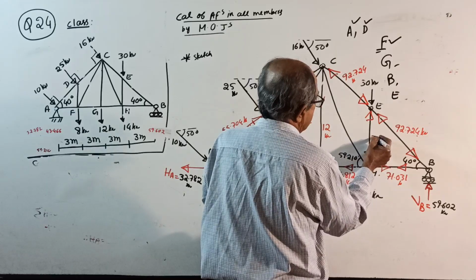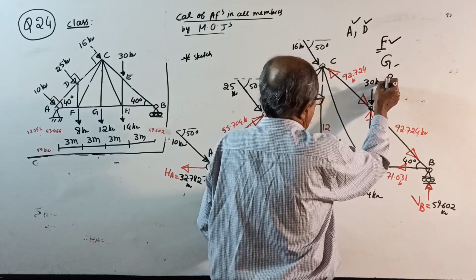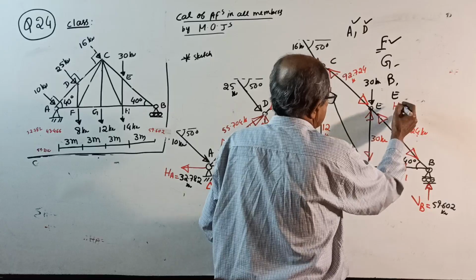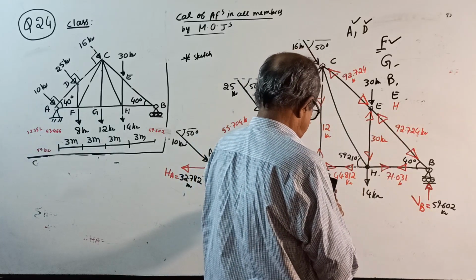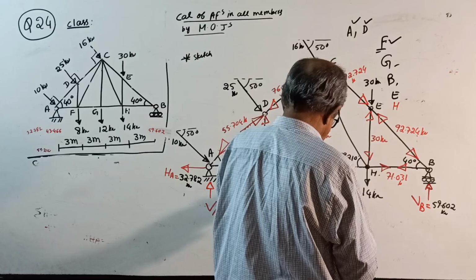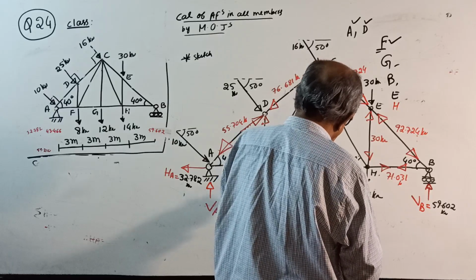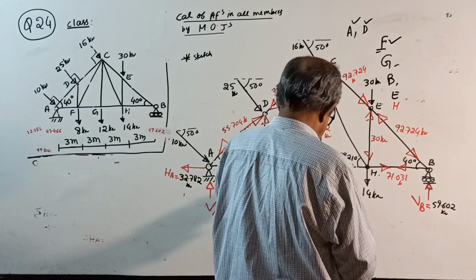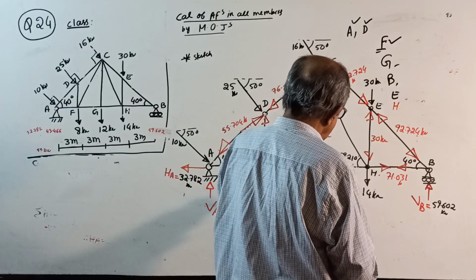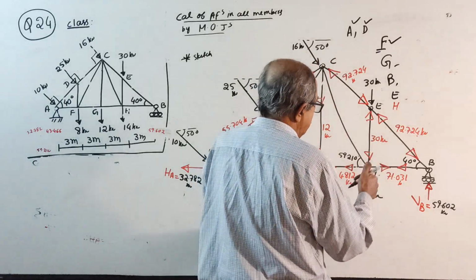What is that load? 30 kilonewton. Now, lastly, go to joint H. 30 plus 14, how much is it? 44 divided by sine 59.210 is 51.219. This problem is calculator heavy, my calculator.